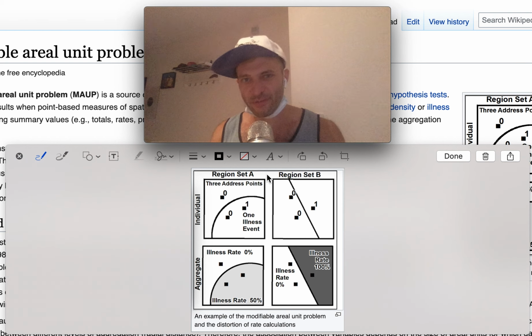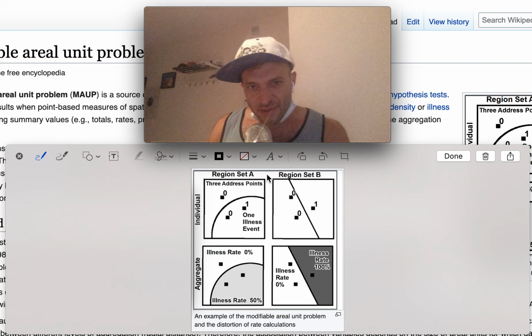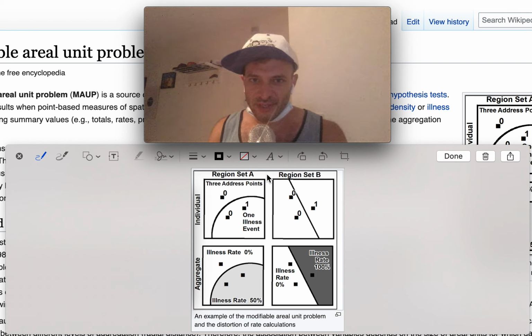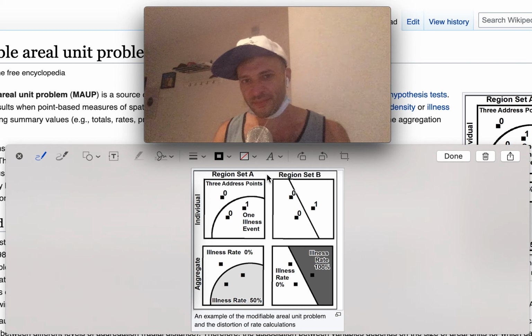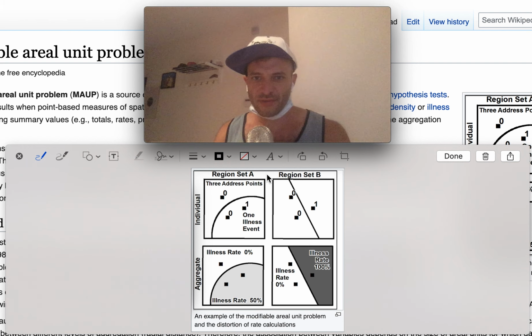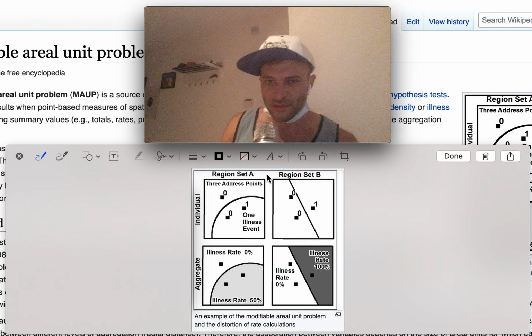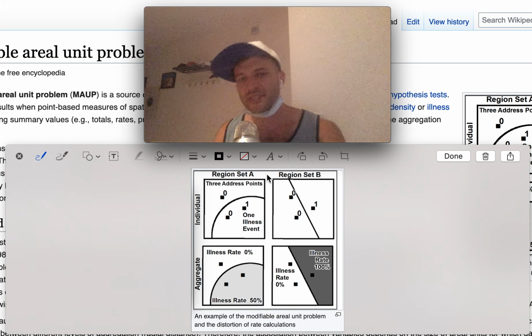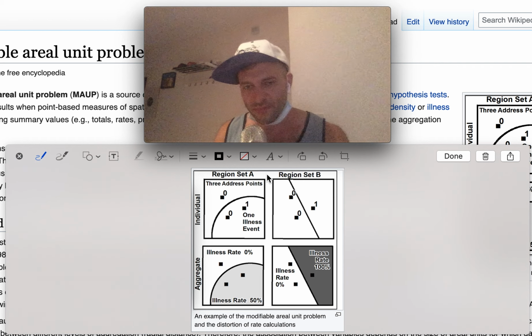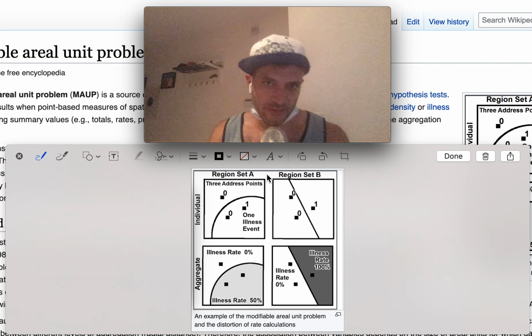Take a look, straight from Wikipedia. Look at region set A and B, right? We have an illness event. That's a fancy way, let's just say it's a COVID case, right? So there's 3 addresses and there's 2 types of COVID. There's the 0 COVIDs and there's the 1 COVID. Okay, so they're 2 different types, right? And we see if we draw that circle, it's like region A and region B, or maybe it's like a state or a county or a community or a catchment area for a hospital.